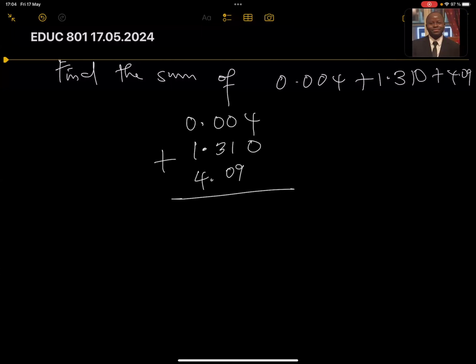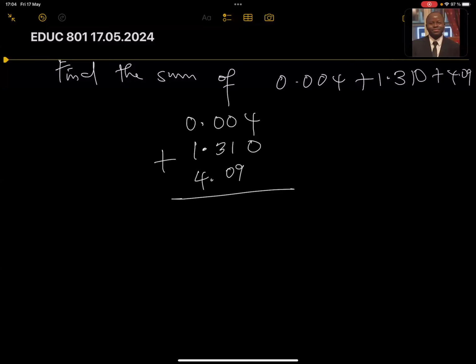So I arranged the numbers in such a way that the points are aligned. The arrangement here is very important, that you have a perfect arrangement before you can do the sum. So here now, I've done the perfect arrangement. The next thing is just to add the digits, as simple as that. You always start addition from the right.